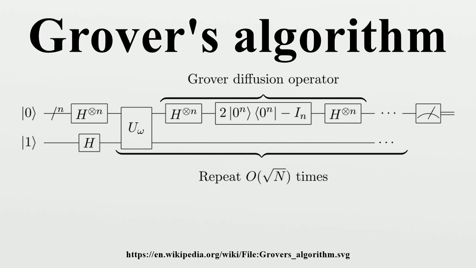Description of U_ω. Grover's algorithm requires a quantum oracle operator which can recognize solutions to the search problem and give them a negative sign.